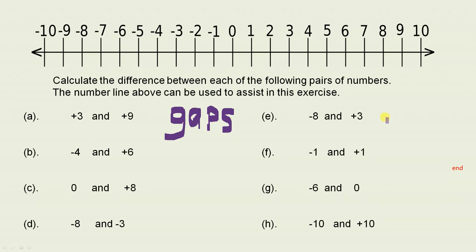So there's no sign when you get difference. It's just a number. It's just the number of gaps. So you don't have to put plus or minus, just the number of gaps only.